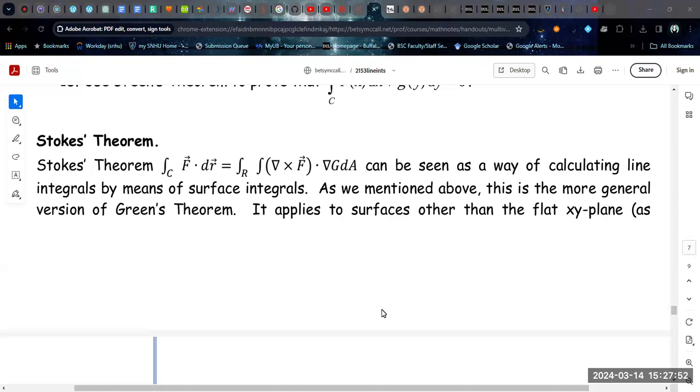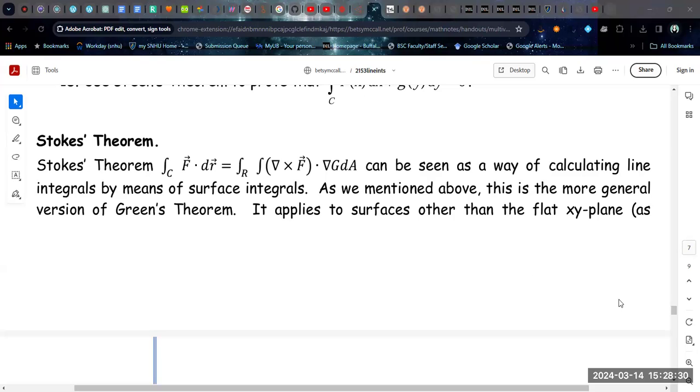All right, so in this video, we're going to be looking at Stokes' theorem and doing line integrals via this theorem. The definition of Stokes' theorem is that the line integral of F dot dr is equivalent to the area integral, where we are doing the curl of the field dotted with the gradient of the surface that is bounding the path that we're following.